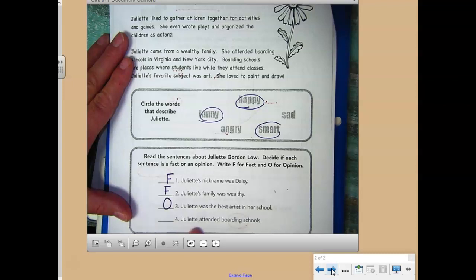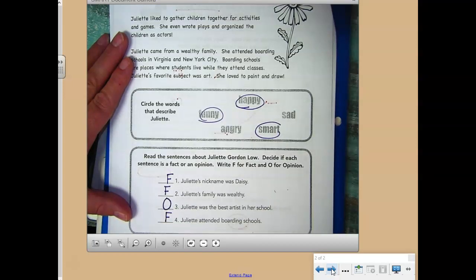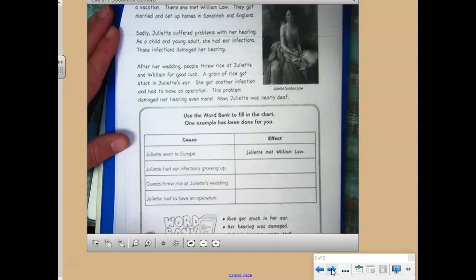Number four, Juliette attended boarding schools. That is a fact we learned. Remember, those are the schools you go and live while attending. All right, let's learn some more.